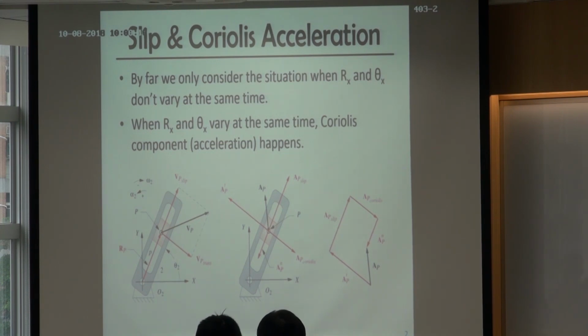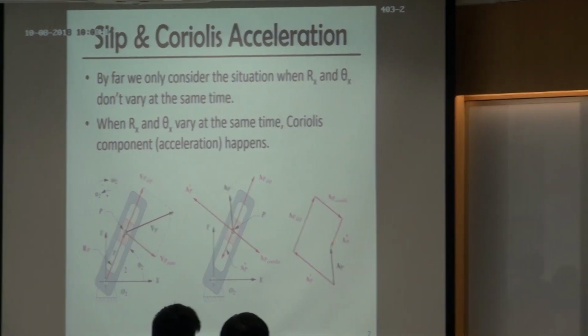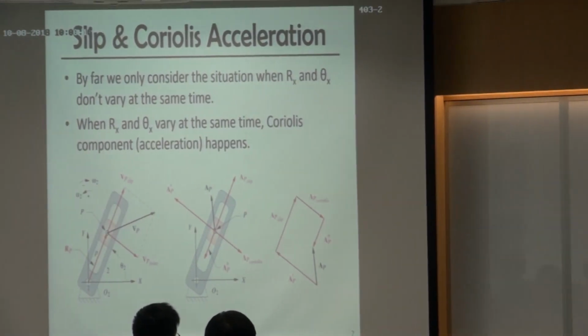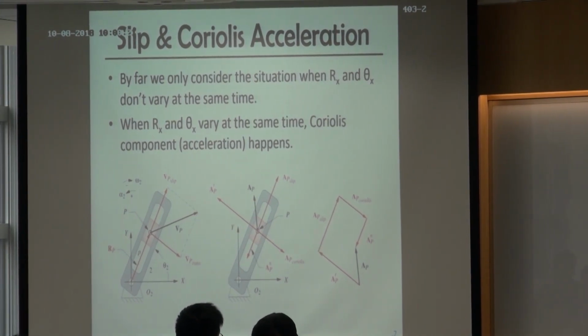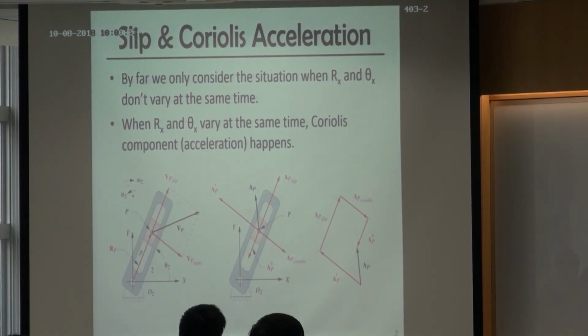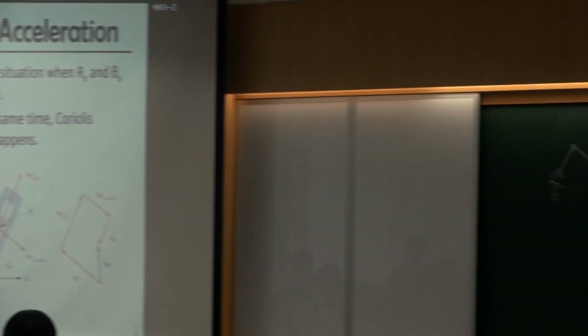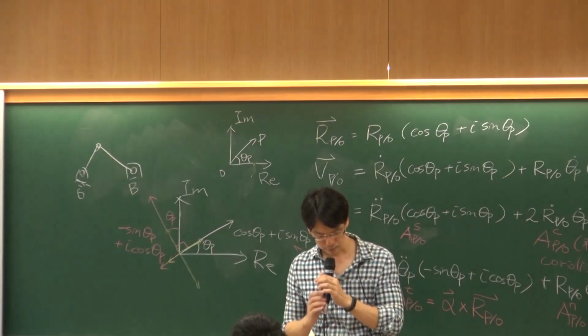Okay, so I think that's it for today. I'll see you next Monday. We'll have an exam, and the exam won't include this part. It's only chapter 1 and chapter 4 in your textbook. We won't include the slip and Coriolis acceleration or velocity. Okay.